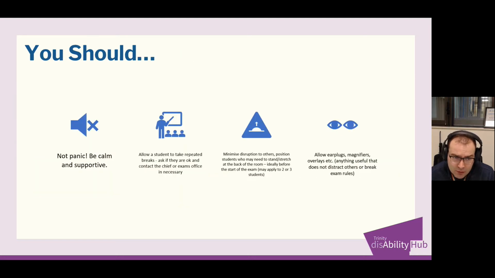And what should you do? You should not panic, be calm and supportive. Allow the student to take repeated breaks and ask if they are okay, and contact the chief invigilator or exams office as necessary. The key here is to minimize disruption to other students who may need to take a stand or a stretch break. So typically students will sit at the back of the room. If a student wishes to use earplugs, magnifiers, or overlays, etc., please allow them to do this as it facilitates the smooth running of exams.